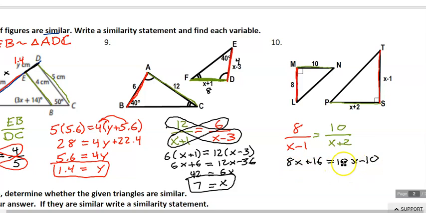I'm going to subtract 8x to both sides. So 10x minus 8x is 2x. I'm going to add 10 to both sides. So 16 plus 10 will be 26. Divide both sides by 2. So I have x equals 13. Okay. So that would make this side equal to 15. 13 plus 2, and 13 minus 1 would be 12.